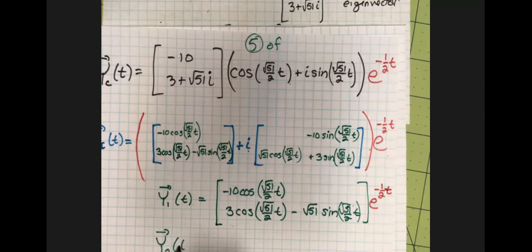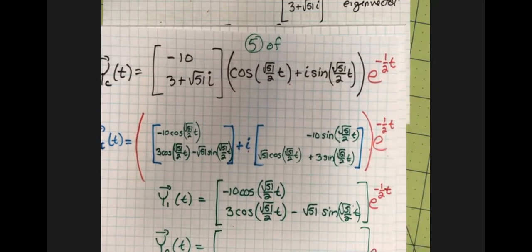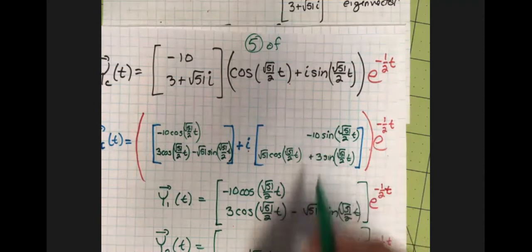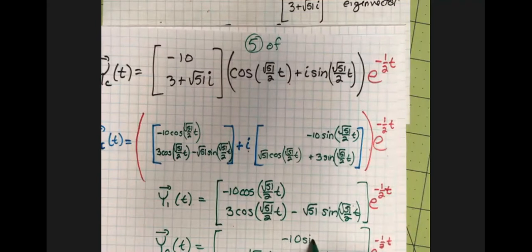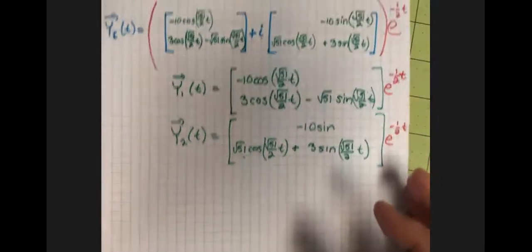Here's my y2. Forget the I, just the green part. Also multiply by e to the minus 1/2 t. And that is root 51 cosine root 51 over 2 t plus 3 sine root 51 over 2 t. And I also had a minus 10 in the top slot, sine, sorry. I'll move the paper up. My fault. Let's not move it too far up, so you can see the one above it too.